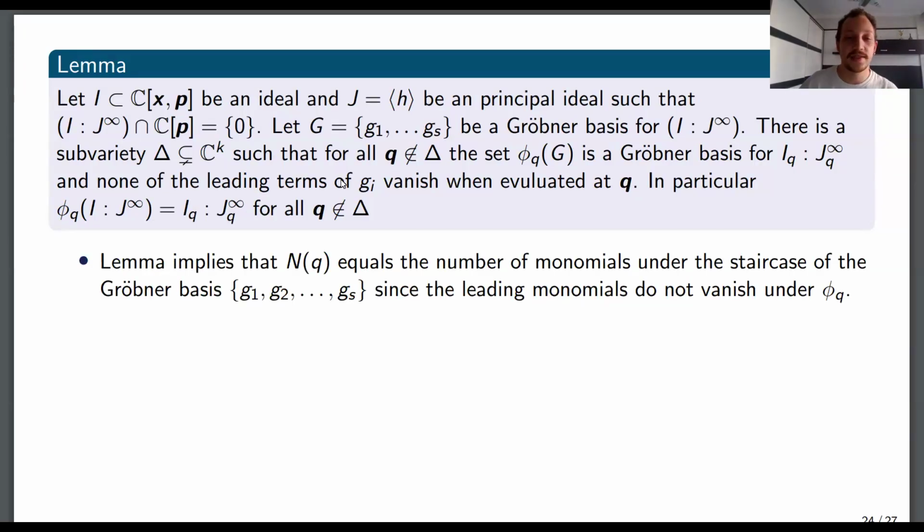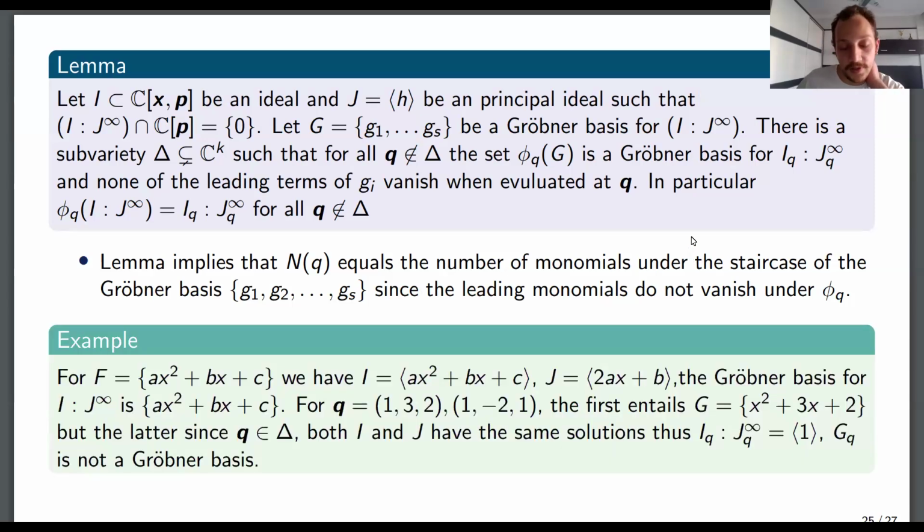This lemma implies that since none of the leading terms vanish, then none of the non-leading terms which have lesser order than the leading terms vanish. Then in the theorem, in the varieties, as I explained, this equals the number of points in the variety, which we call monomials under the staircase. Then for general Q, since those monomials do not vanish, we have the same number of points for all Q.